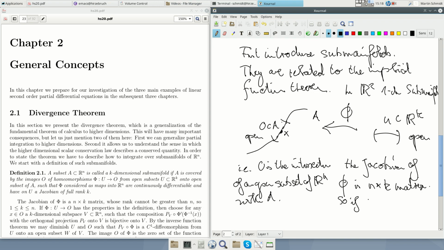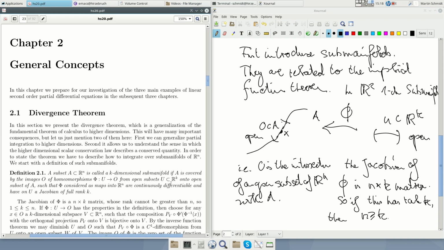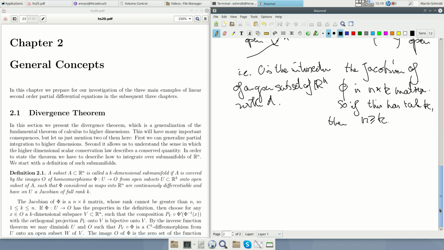So if this has rank k, then of course n must be larger than k. Then it can only have rank k in this situation, larger or equal to k. So this only works for k between 1 and n. So we have 1 smaller equal k, smaller equal to n.